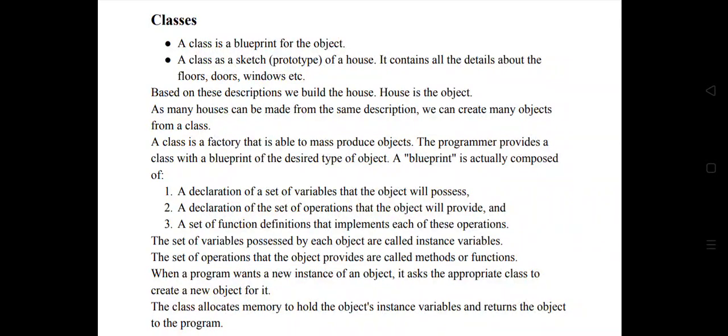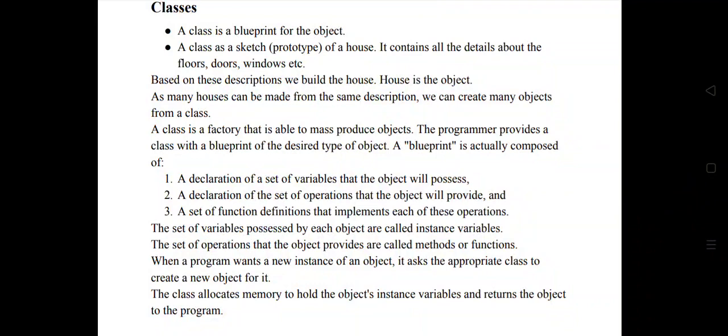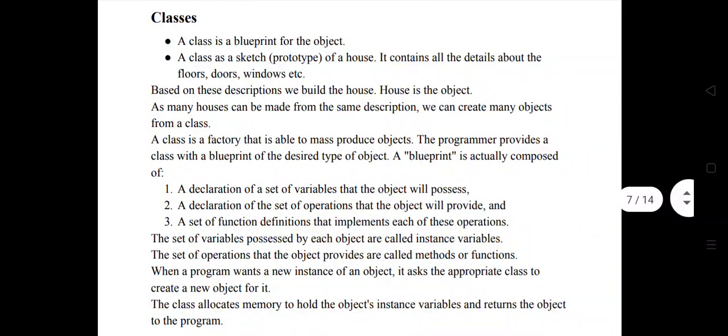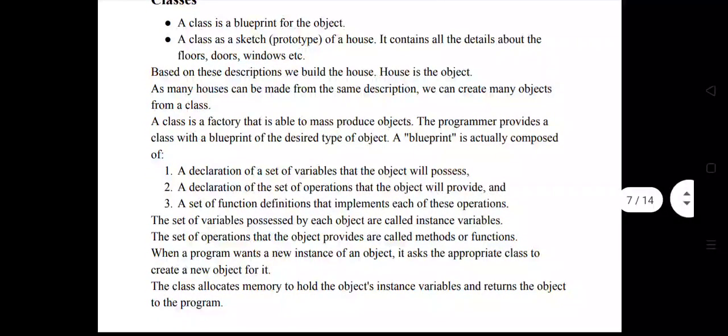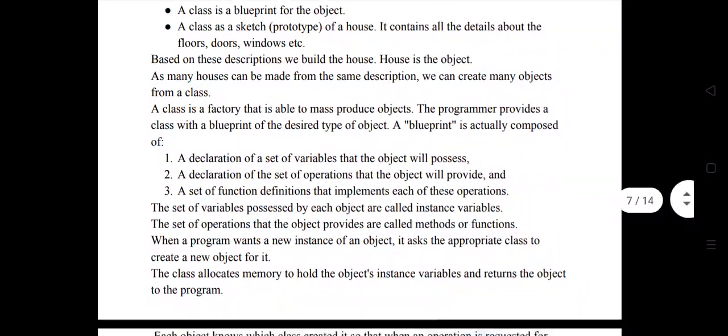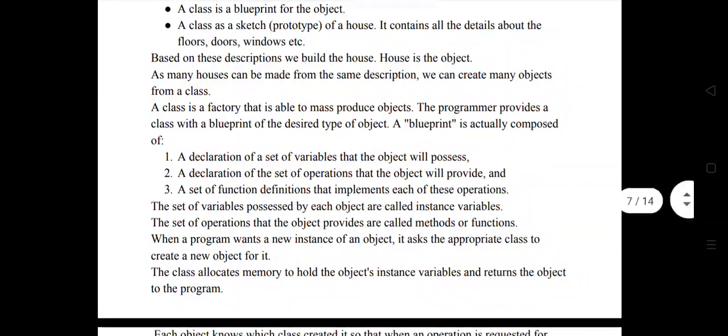Similarly, houses can be multiple, like every house is having the floors, the doors and the windows. So one house is representing all the houses in the colony. So one house becomes the object in that case. A class is a factory that is able to mass produce objects. A class can have as many objects as it requires.